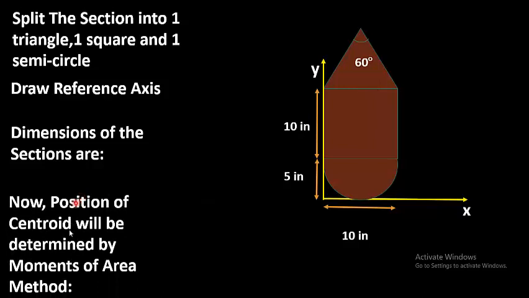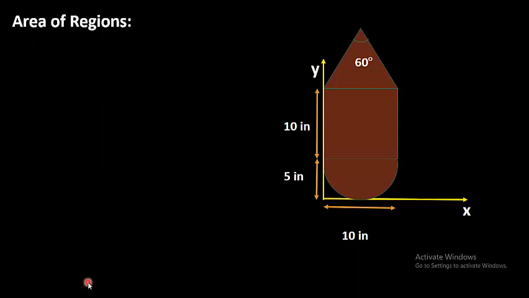Now the position of the centroid will be determined by the moments of area method. What is the moments of area method? The formulas I mentioned in the first slide are called the moments of area method formulas. The first step is the area of the regions. There are three shapes, as I mentioned before: one is a semicircle, the second is a square, and the third is a triangle. So we will have to find the areas of these three regions separately.